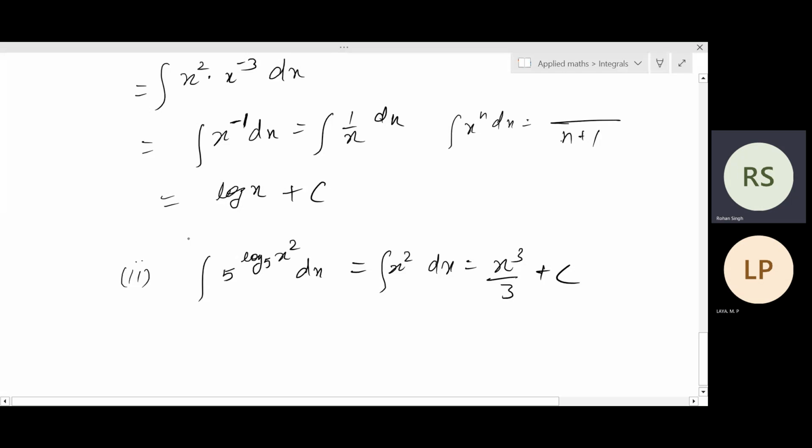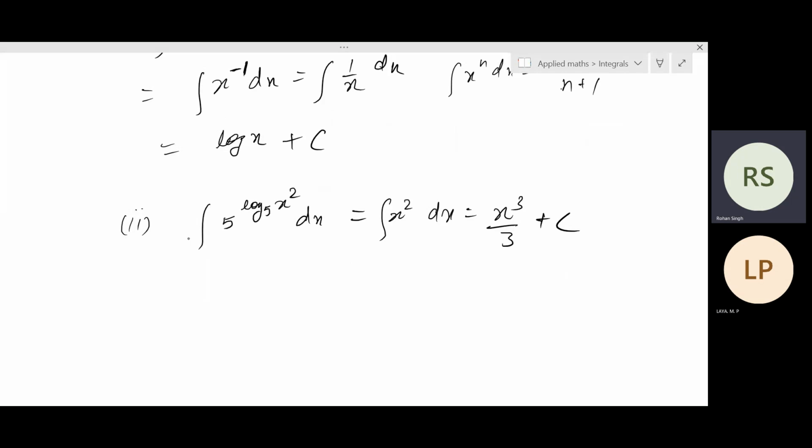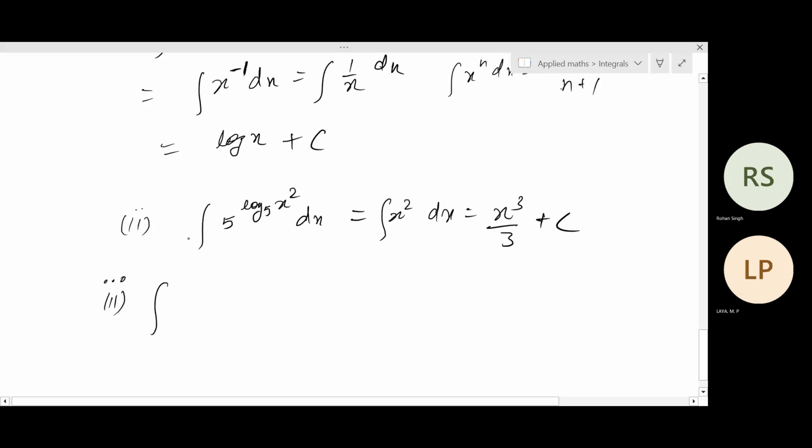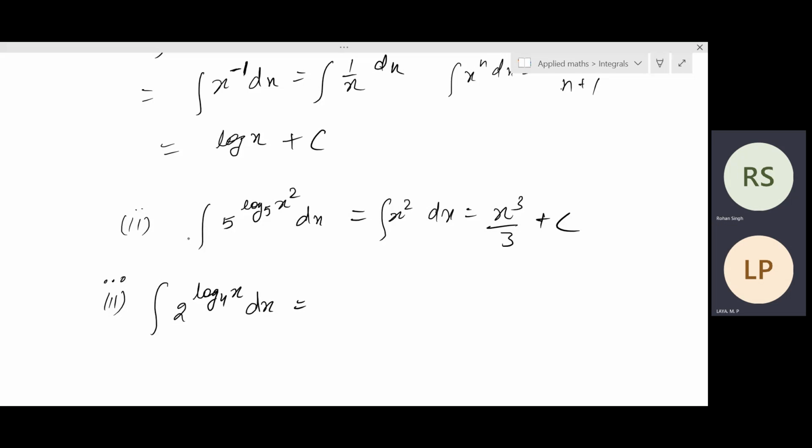Okay, next one is kind of tricky. We have the third one as 2 raised to the power log base 4 of x, dx. So here we can see that the numbers, the base and this 2, are not the same, right? But can we make them the same? Can we do anything to make this 2 into 4 or make this 4 into 2?